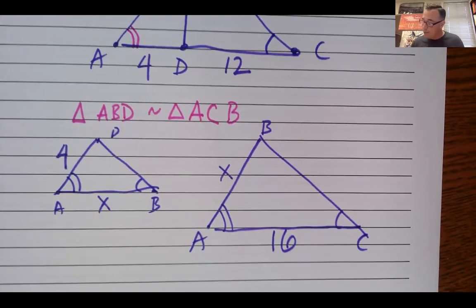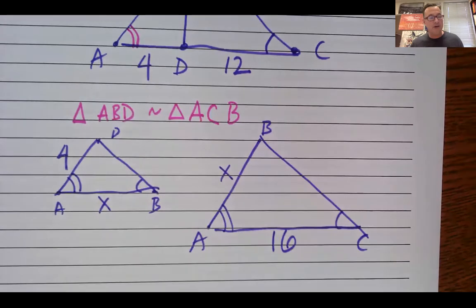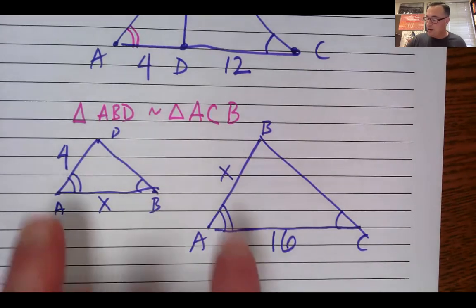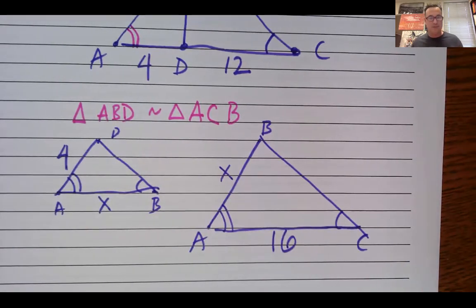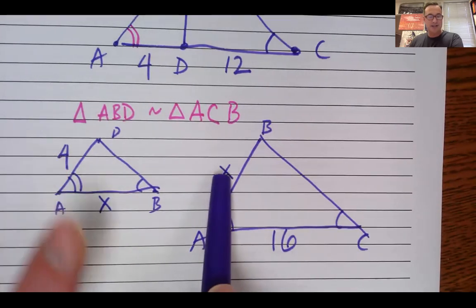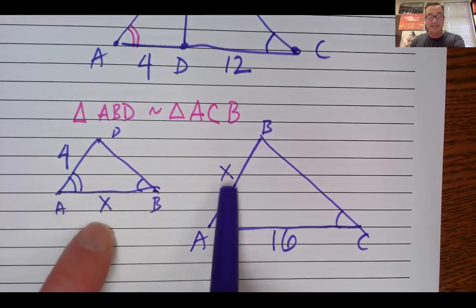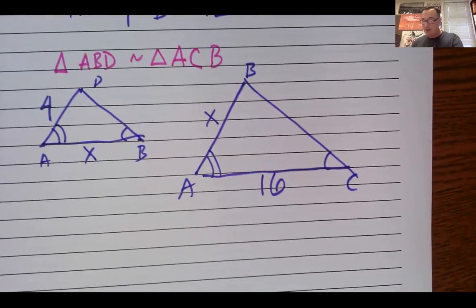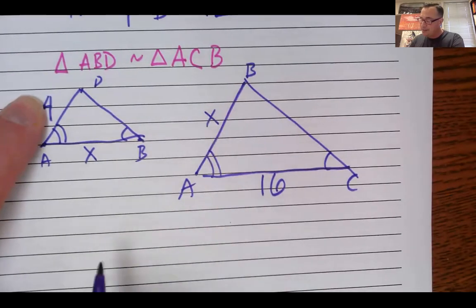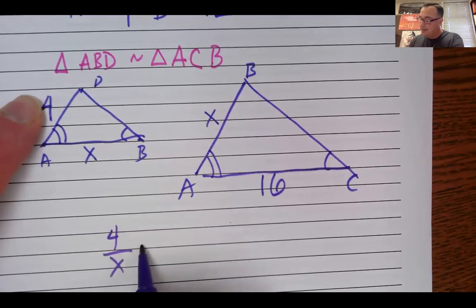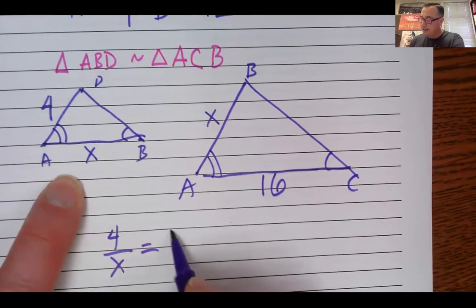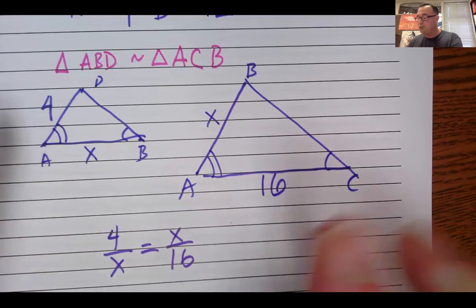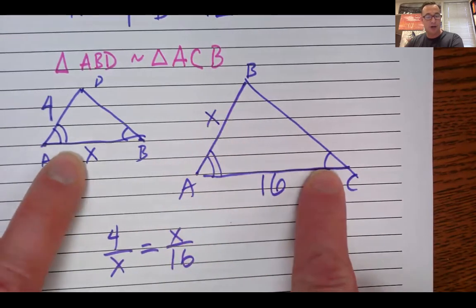If you guys can help me and you look at what we have here, do you notice that the corresponding sides that we have here are a little bit different? 4 corresponds with X and X corresponds with 16, but this is the same length. So if I'm going to set this up as a proportion, I can say 4 to X is equal to X to 16. I'm taking the small to the large and the small to the large.